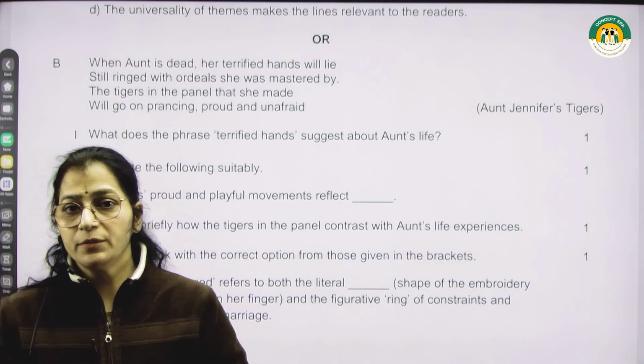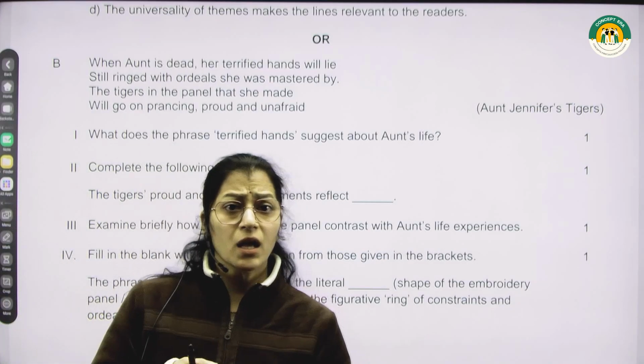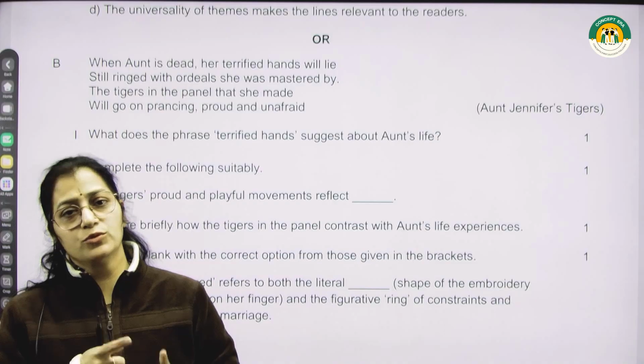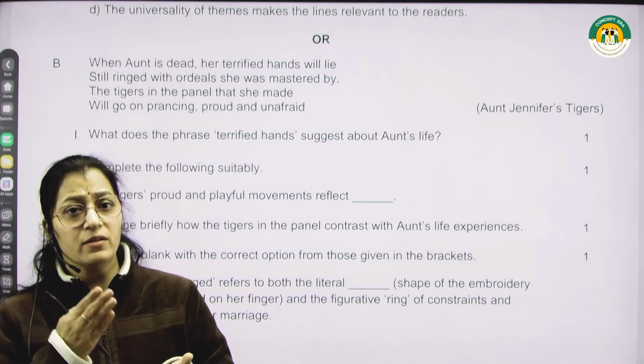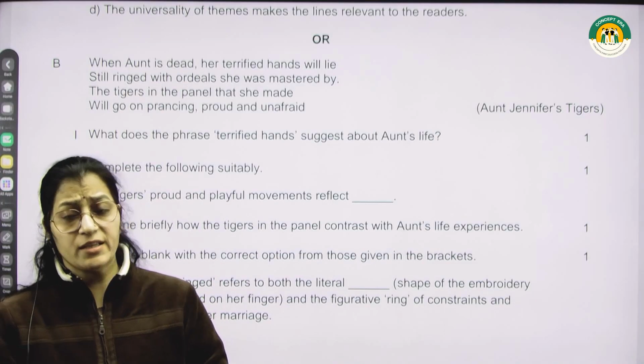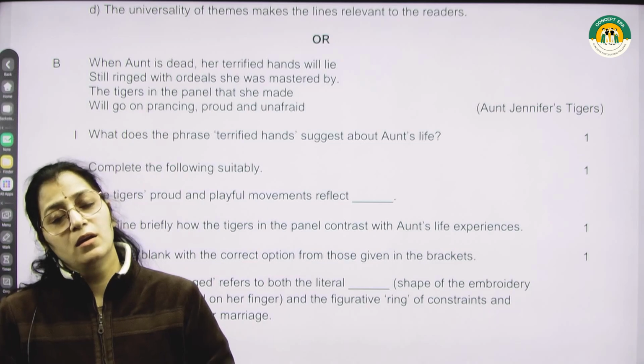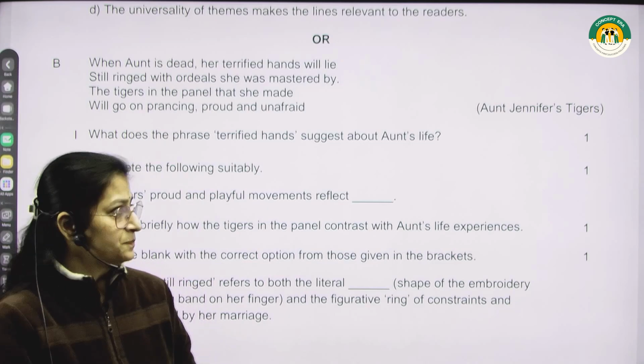Rote learning will not help you. Mugging up all the answers will not help you. So what will help you? Reading all the questions, the text and the questions given after that thoroughly will definitely help you.